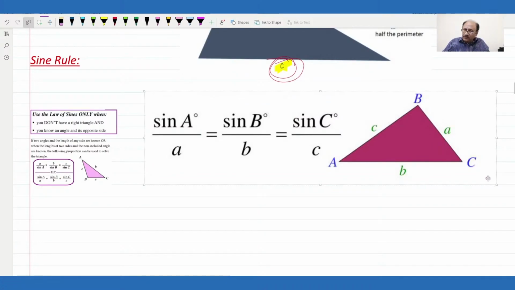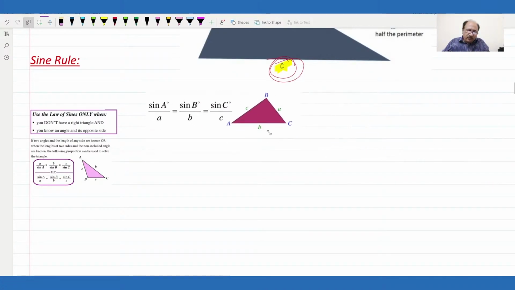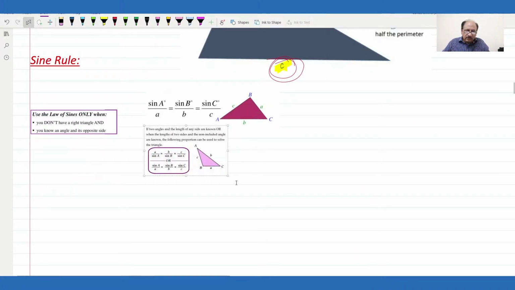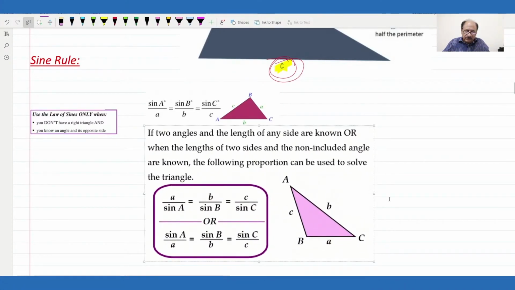And what is that format? That format I'll keep here, and the other format is what? The other format is this one. It can be written as A over sine A, B over sine B, C over sine C. So the reciprocal of this formula is also true. You can apply any of these two. It's basically the same formula but in reciprocal format.